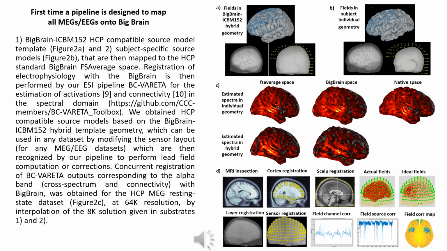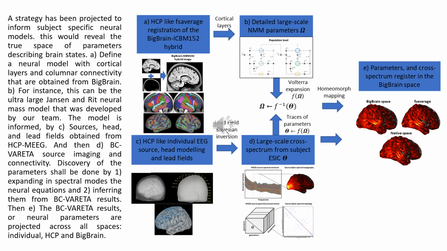We show an example of MEG-EEG source imaging that is practiced onto the individual BigBrain space using HCP, MEG, and BC-VARETA pipelines, and then source imaging from both is mapped across all spaces. There is no other software that carries out this functionality.